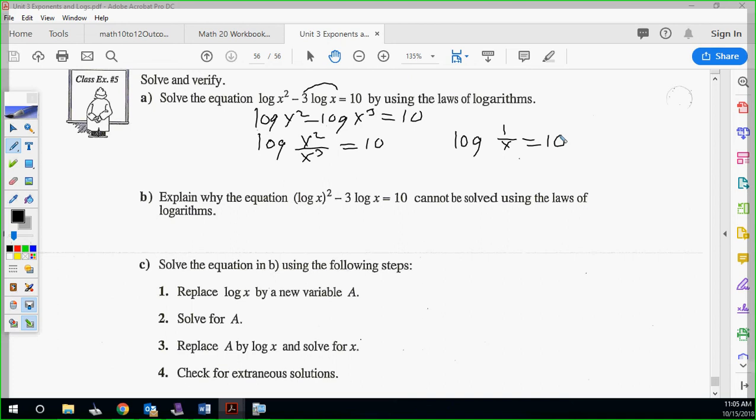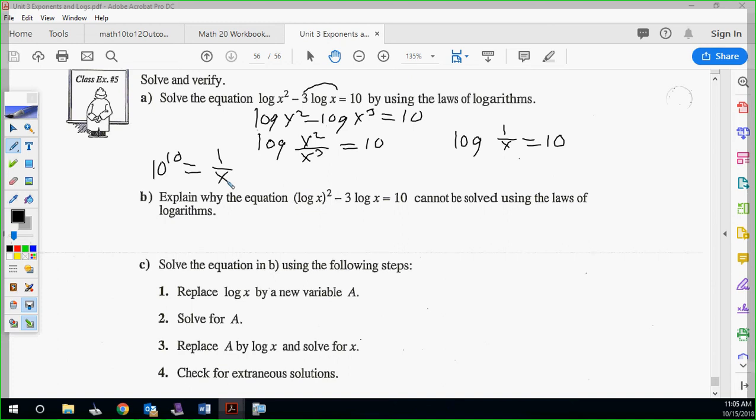How is it 1 over x? Because there's 2 on top and 3 on bottom. Okay, and so there's a couple things we can do. We could write this as x to the negative 1 if we wanted, or we can write this as 10 to the 10 equals 1 over x. Do you see our 10 to the 10? Okay, because it's log base 10.